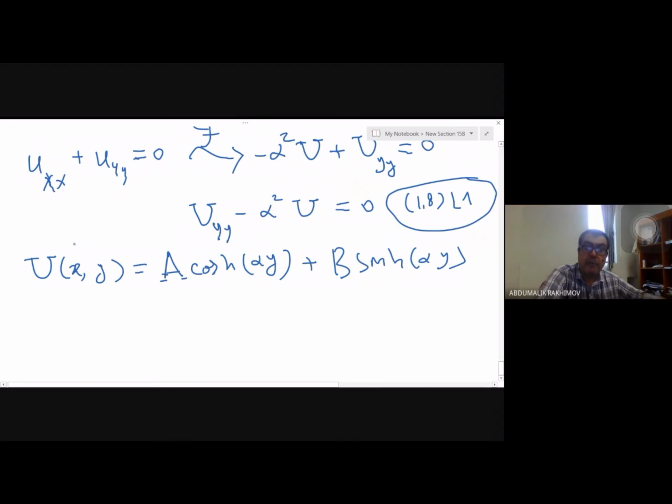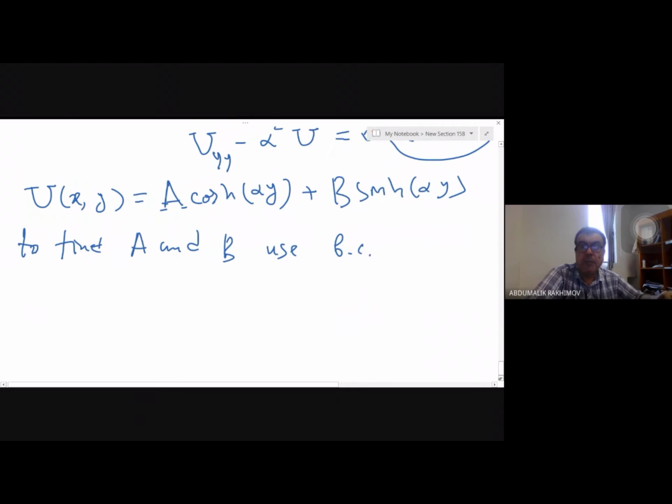Now, to find A and B, we need to use boundary conditions. We have two boundary conditions, right? One boundary condition is when y is equal to 0. When y is equal to 0, what do we have? We need the u_y. What is u_y(x,y)?